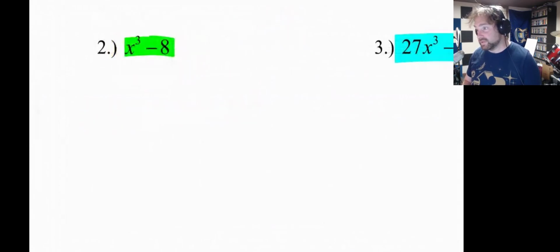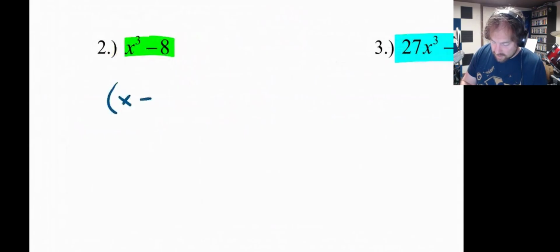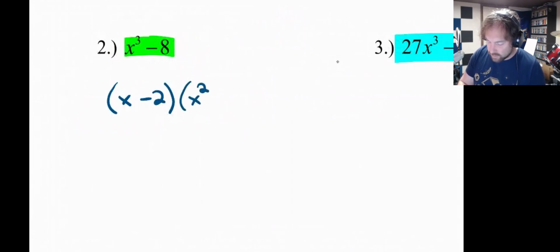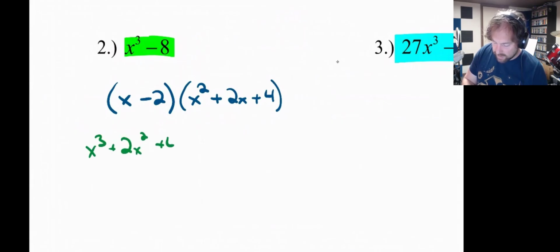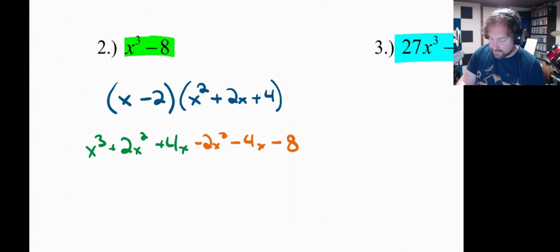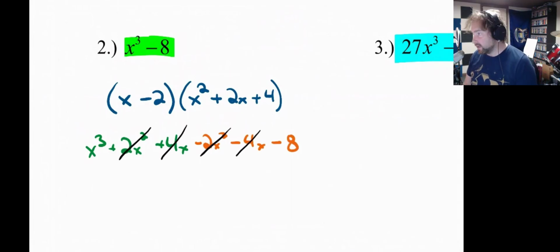Number 2 is going to have pretty much the exact same answer as number 1. The only difference is that the subtraction will be changed. It's x minus 2 times x squared plus 2x plus 4. And if you think about expanding this out, you're going to have x to the third plus 2x squared plus 4x minus 2x squared minus 4x minus 8. And you'll see how it all shakes out. The 2x squareds cancel out, the 4x's cancel out, and you're left with x to the third minus 8.